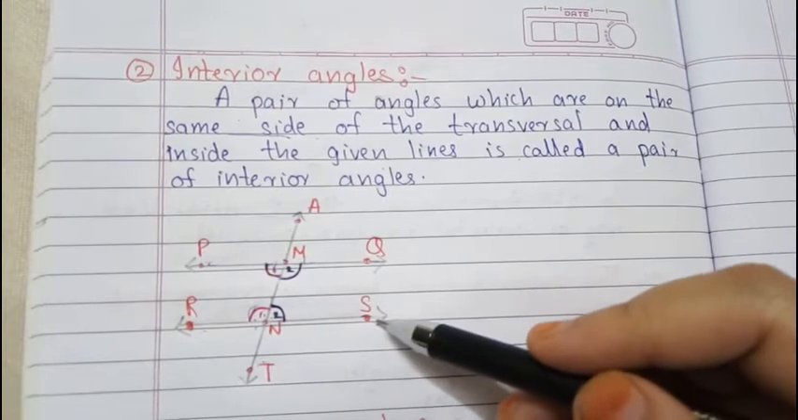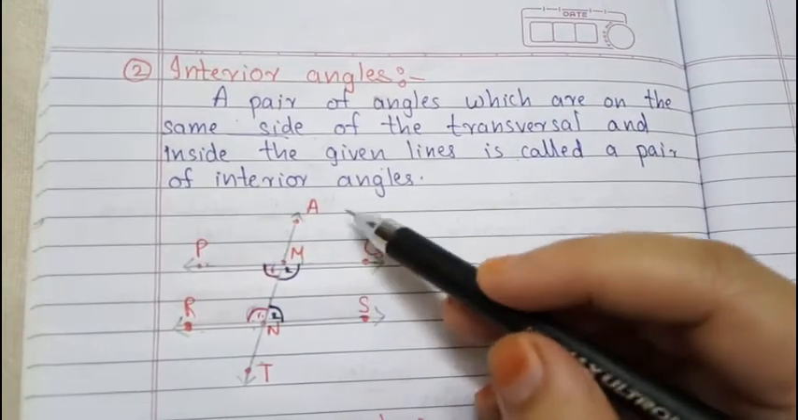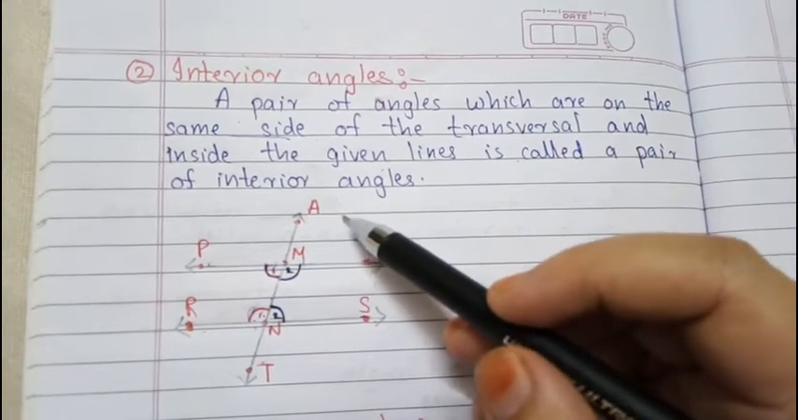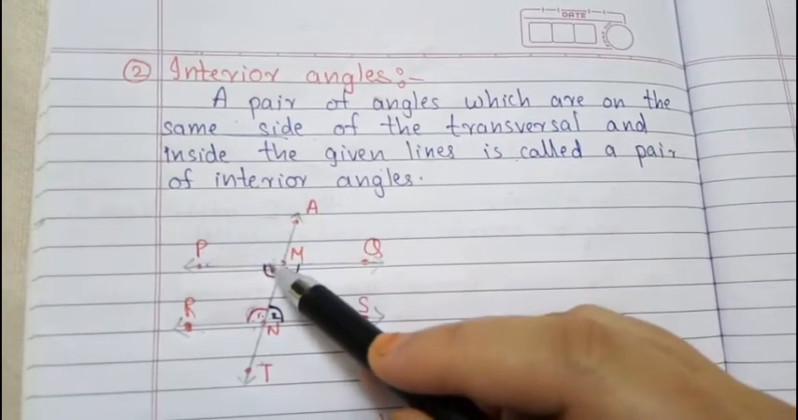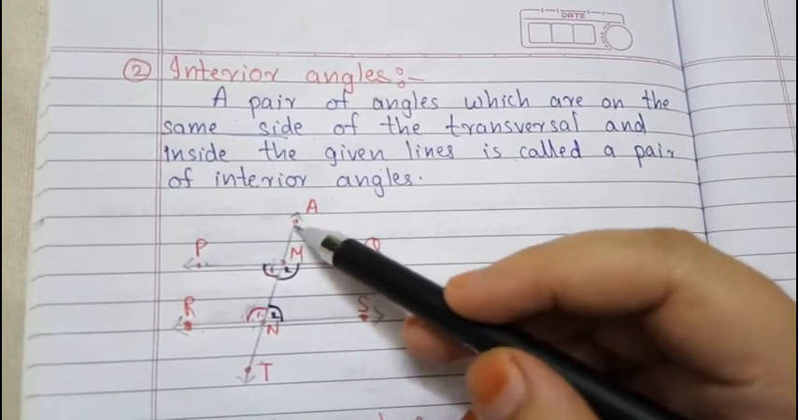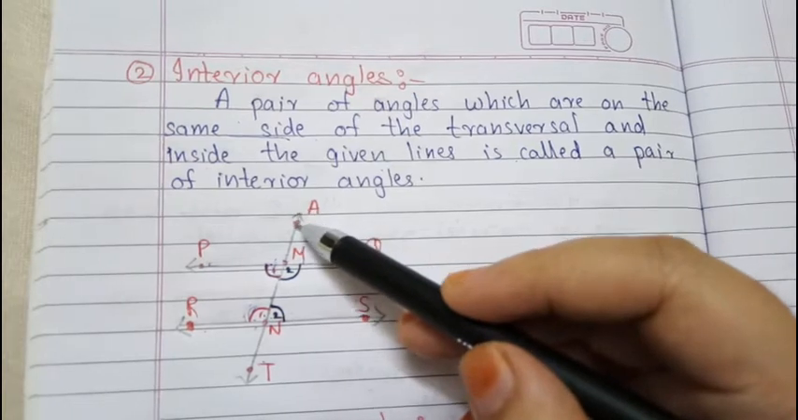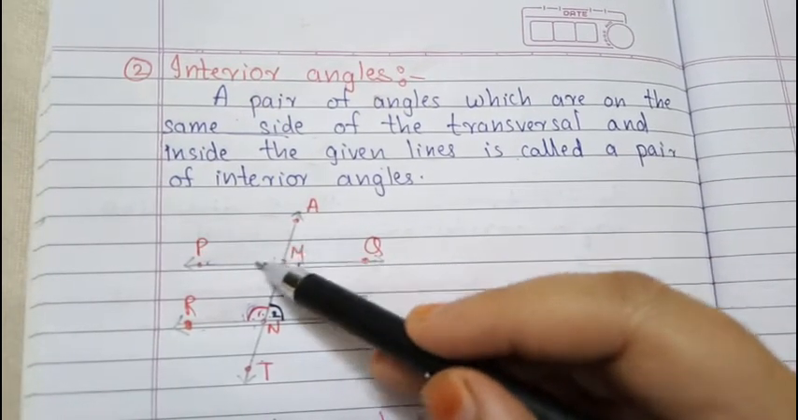So these are nothing but the interior angles. Now student, in your textbook exterior angle is not given, but I'm just explaining to you what the exterior angles are. Interior angles are inside the given line. Okay, so what will be the exterior angle? These are not inside, these are outside the given line.